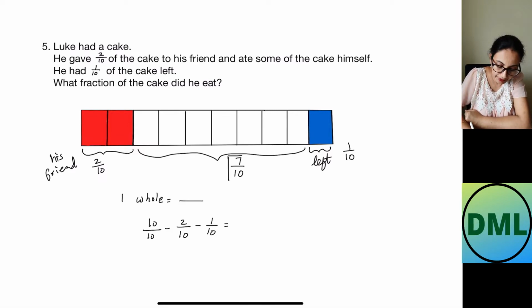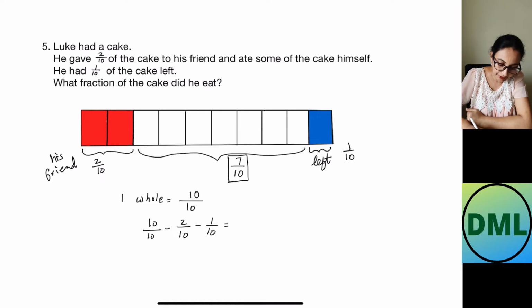So 7 by 10 is the part he ate by himself. I need to find it with some different method. Let's find it out. The figure is written as one complete whole. This complete whole has been divided into how many equal parts? 10 parts. One whole will be written as 10 by 10.